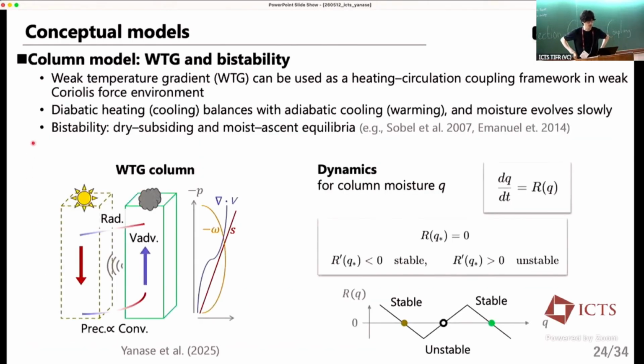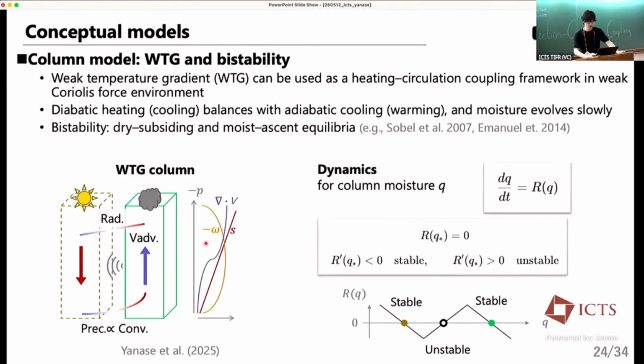First of all, this is a conceptual model of the column model. The weak temperature gradient is the first point to think about for column dynamics. It can be used as a framework to think about heating and circulation coupling under a weak Coriolis force environment, like the equator or some tropical dynamics. In the weak temperature gradient, the diabatic heating balances with adiabatic cooling. It is a fast adjustment in terms of thermal energy, but moisture can evolve with time. So moisture can be a prognostic variable.